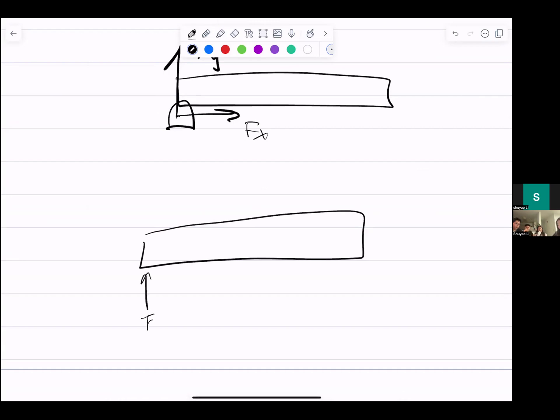Yeah, X and Y again, because it's not translating. But we would also get a moment because it's not able to rotate. So there's a moment here. This moment does not mean that it's rotating. It means that rotation is blocked. It cannot rotate. That's what a moment reaction is. All right. Makes sense.